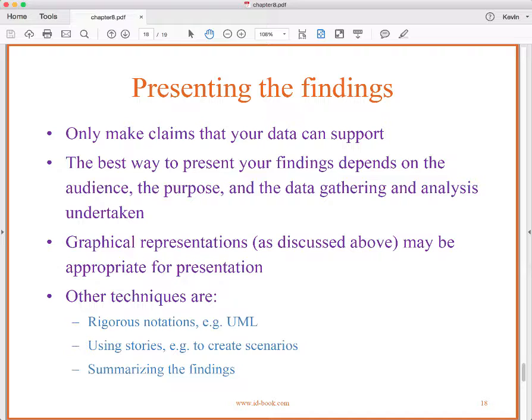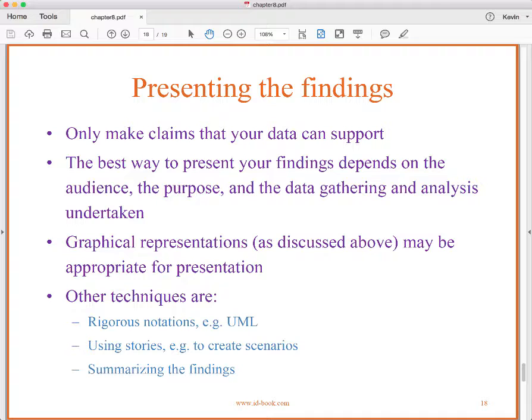Only make the claims that your data can support, right? If your clients would like to guess beyond that, well, certainly they're entitled to. But you want to make sure that they know the difference between what your data support and what further guesses might be made beyond that. Okay, we shouldn't be in the guessing business.